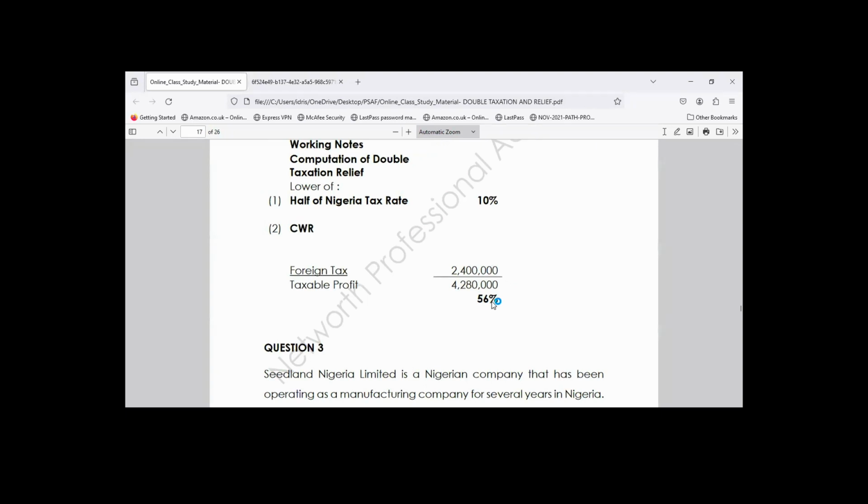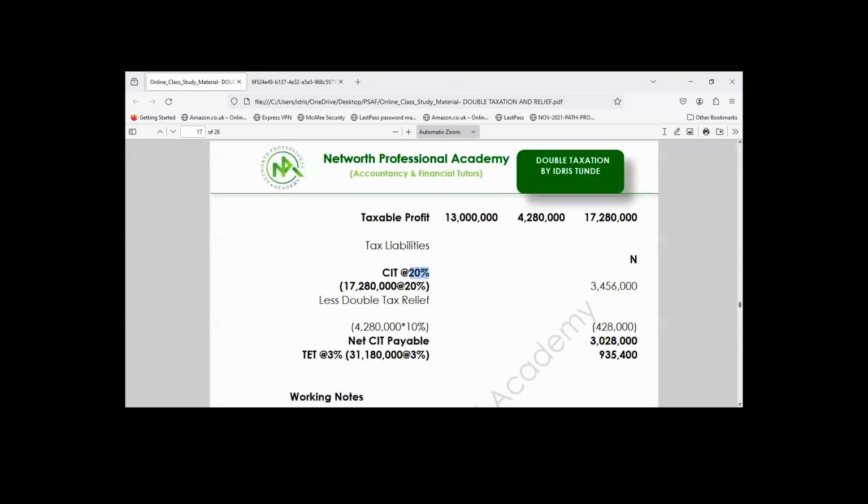I now compare between the two. Half of Nigeria tax rate is 10%. Foreign tax paid is what? 56%. Which one is lower? 10% is lower. So the 10% that is lower will be our double taxation relief rate. If I want to complete my double taxation relief, I will now say 10% is the double taxation relief rate.